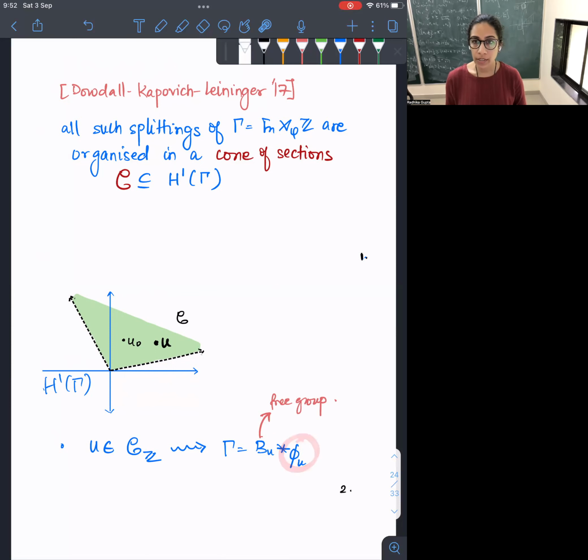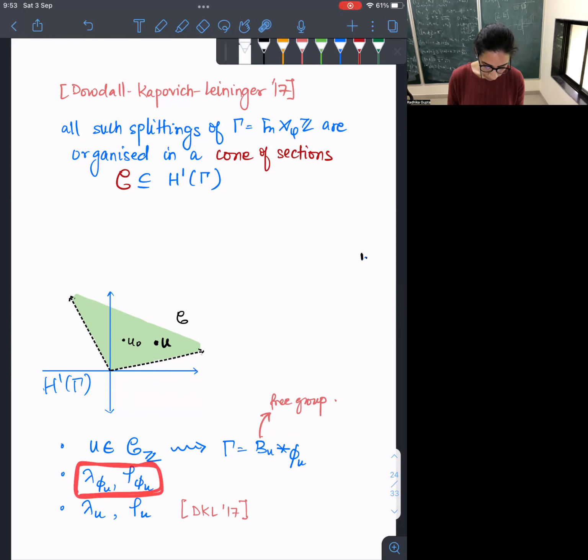So I have these endomorphisms of free groups, and in fact, it is possible to define stretch factors for endomorphisms, just as I defined stretch factors for automorphisms. It is possible to define these geometric and homological stretch factors for endomorphisms. And what DKL show in their work is that these stretch factors only depend on the cohomology class. Given a cohomology class u, I first get the splitting. From that splitting, I have an endomorphism, and I can define its stretch factors. It turns out that even for a given u, these splittings are not always unique. So you can have different endomorphisms, but DKL show that these stretch factors will all be equal for a given u. So now I can talk about the stretch factor and homological stretch factor of a given primitive cohomology class in this cone of sections.